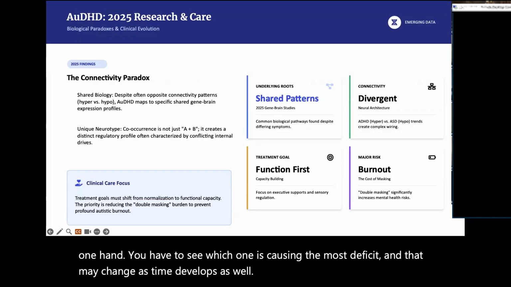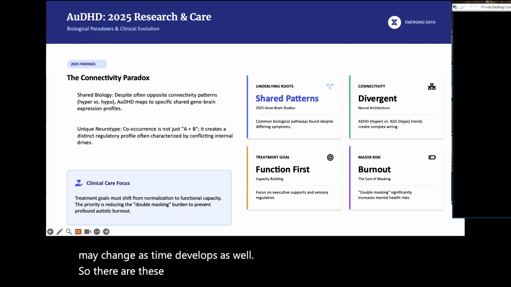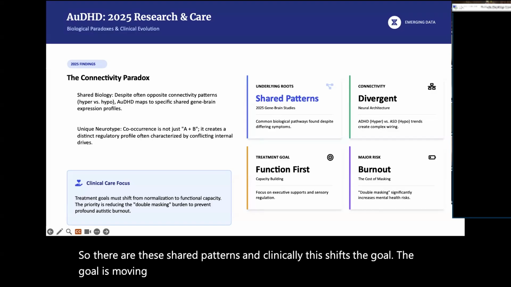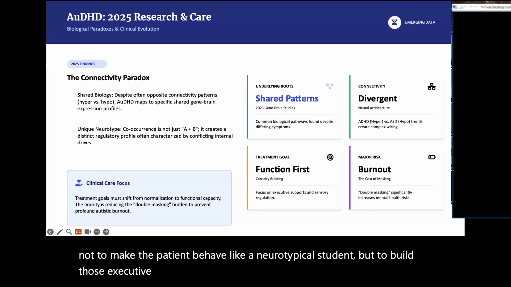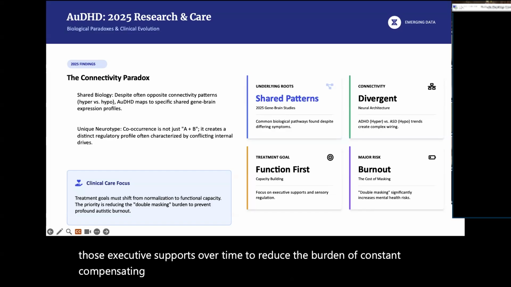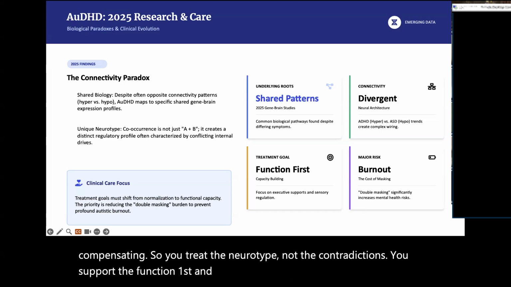So there are these shared patterns, and clinically, this shifts the goal. The goal is moving from normalization to functional capacity. And your aim is not to make the patient behave like a neurotypical student, but to build those executive supports over time to reduce the burden of constant compensating. So you treat the neurotype, not the contradictions. You support the function first, and then you change that long-term trajectory as you proceed.